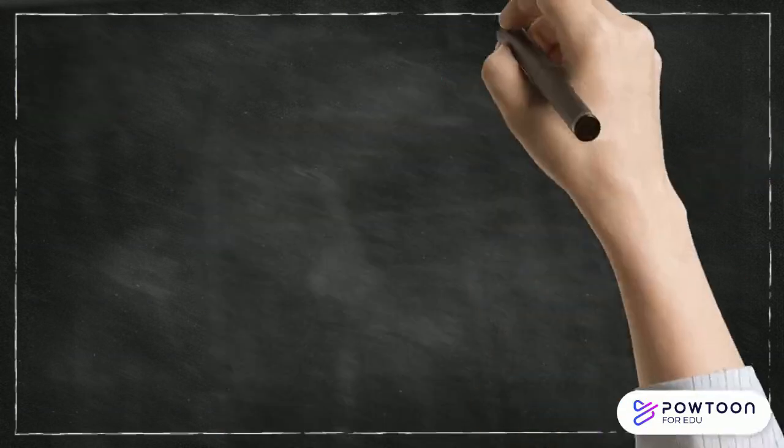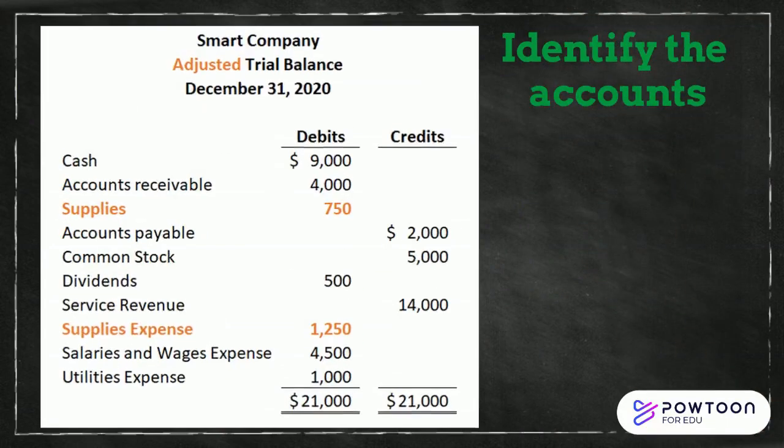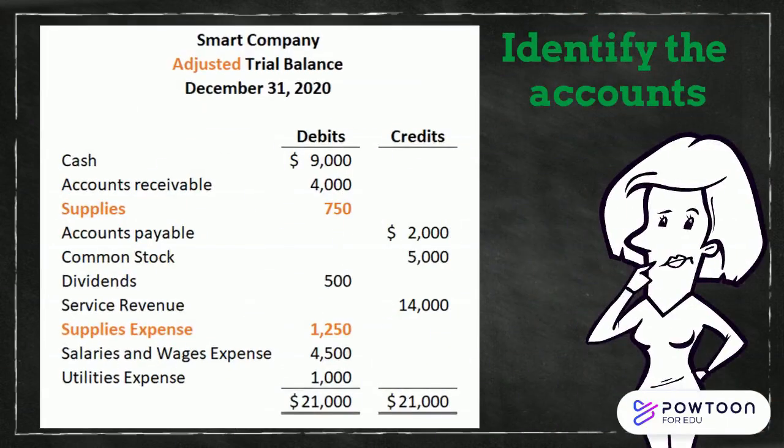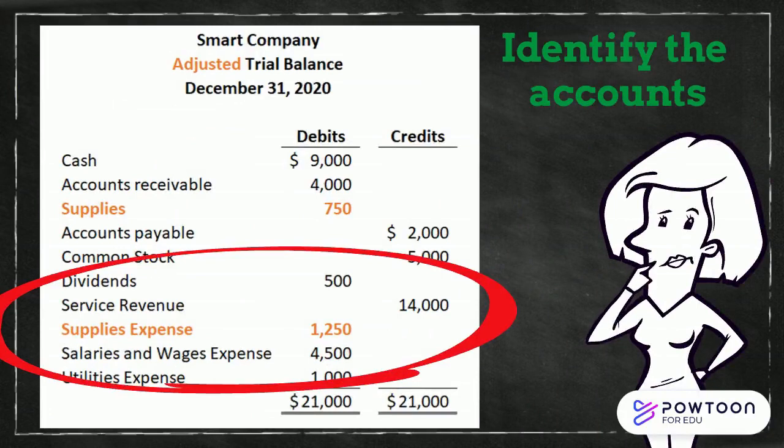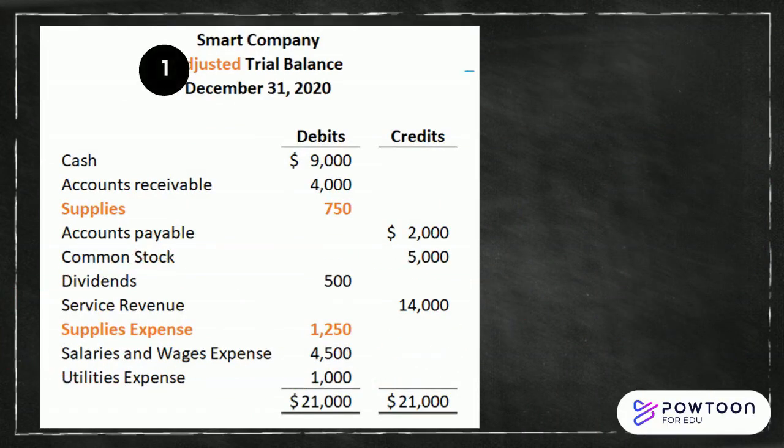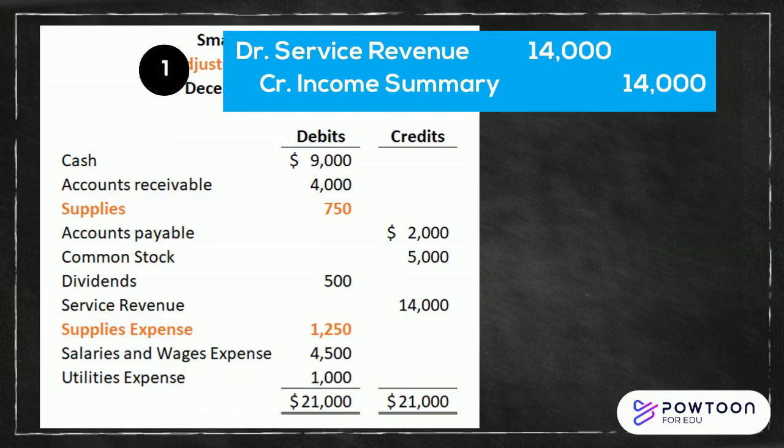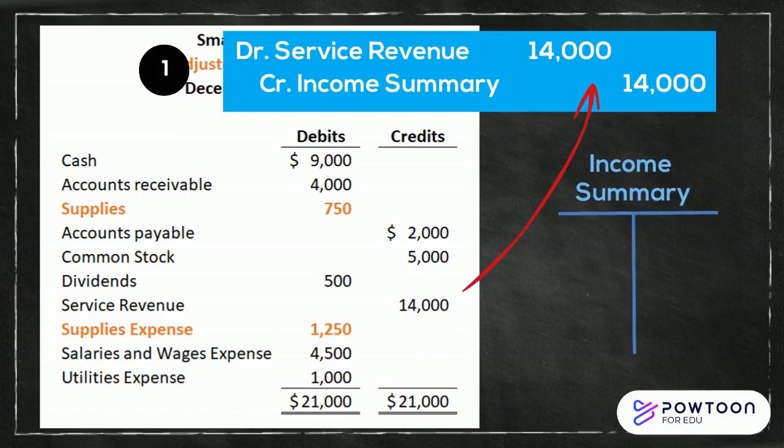Using the adjusted trial balance, we will first identify the temporary accounts that need to be closed. Our first entry is to close revenues, so we will do a debit to service revenue and a credit to Income Summary. Since revenue is a credit normal balance, the debit effectively clears out the account back to a zero balance and puts all the revenue amounts into the Income Summary account.